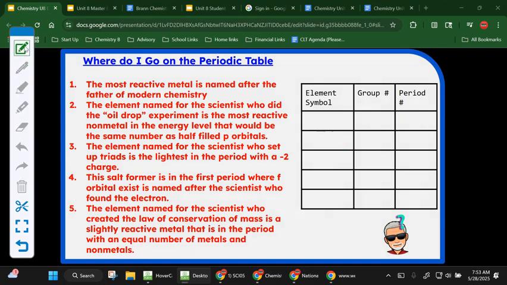By the way, sorry, before I do that, any questions on any of these clues other than the one that we're working on about being slightly reactive? Katie? I'm sorry, run that by me again from the start. Like for the one that was equal number of metals and nonmetals, we should look at this periodic table.